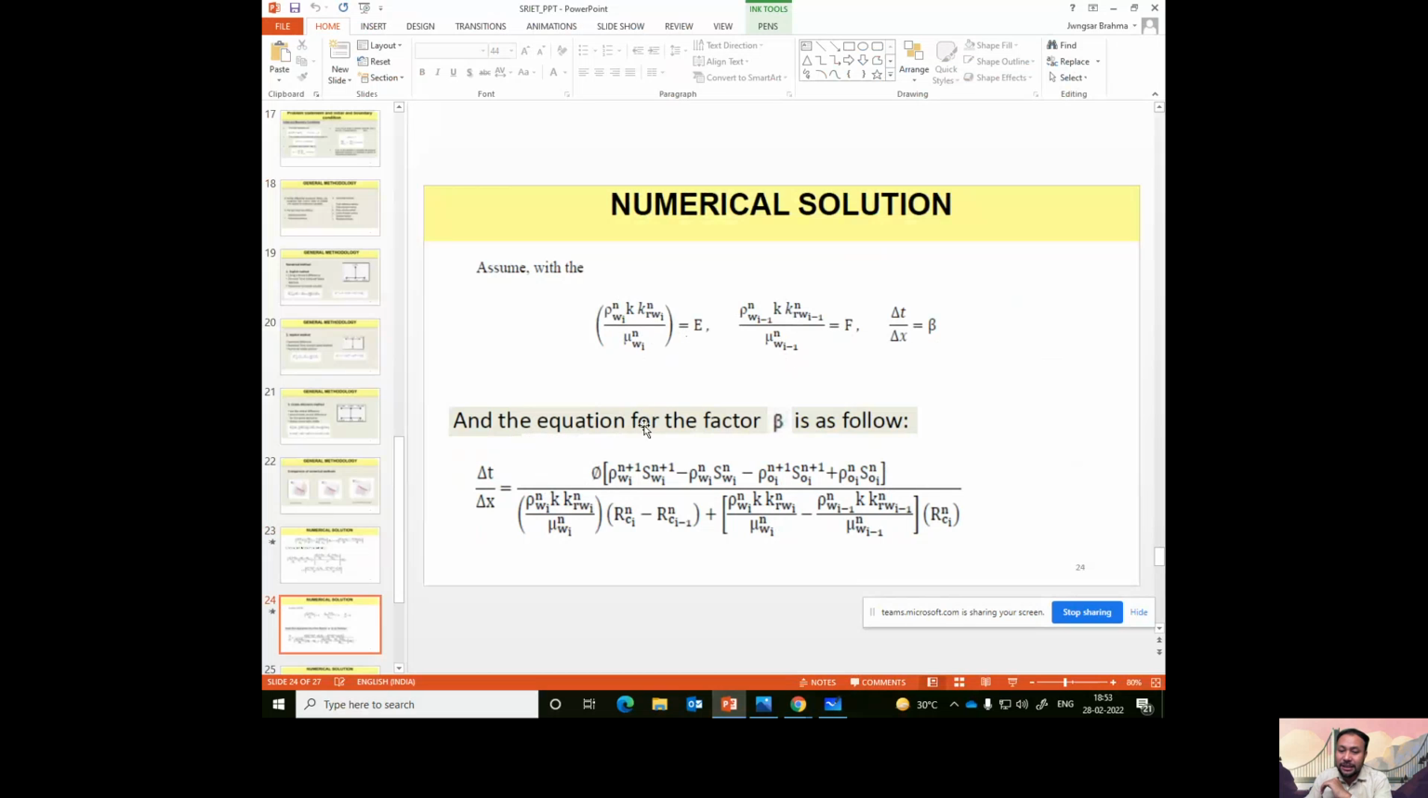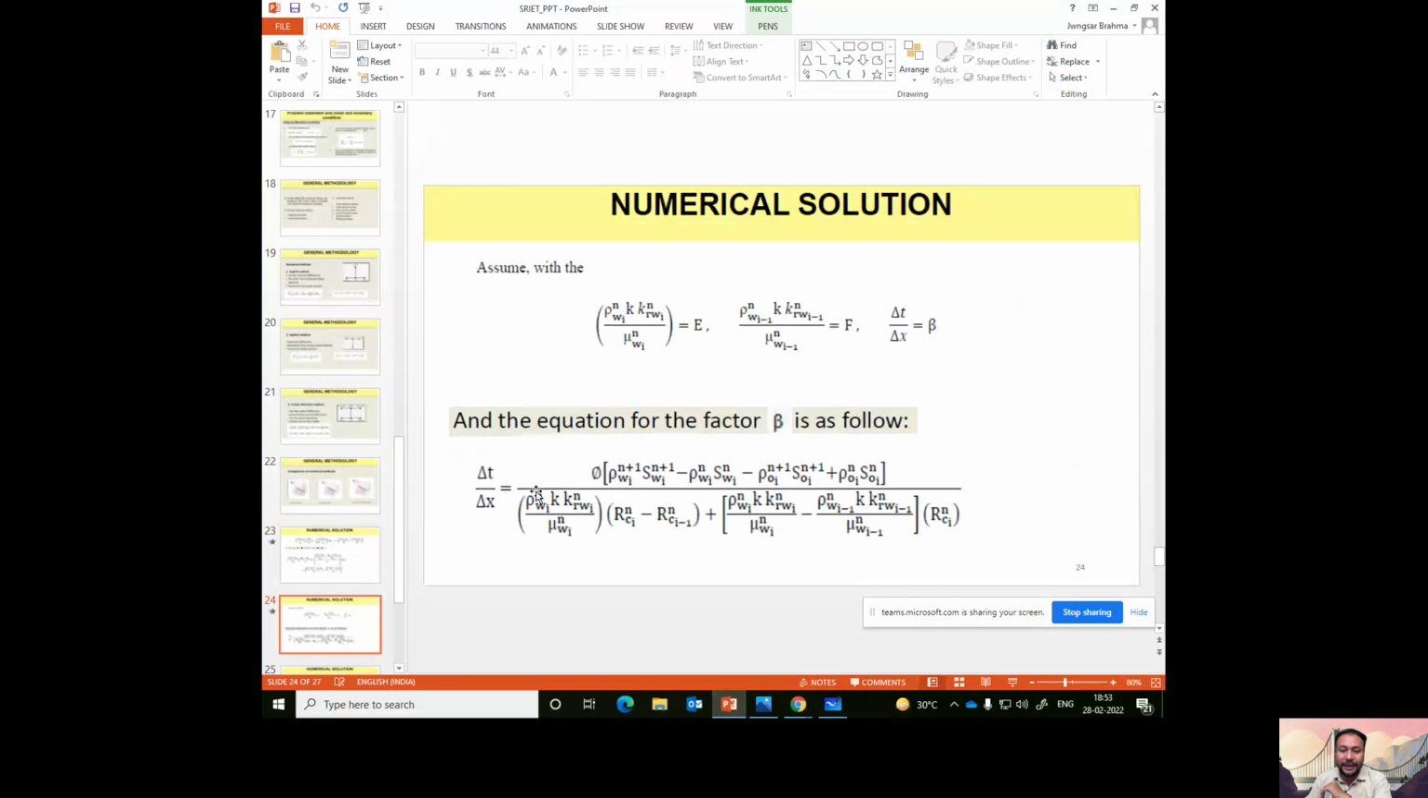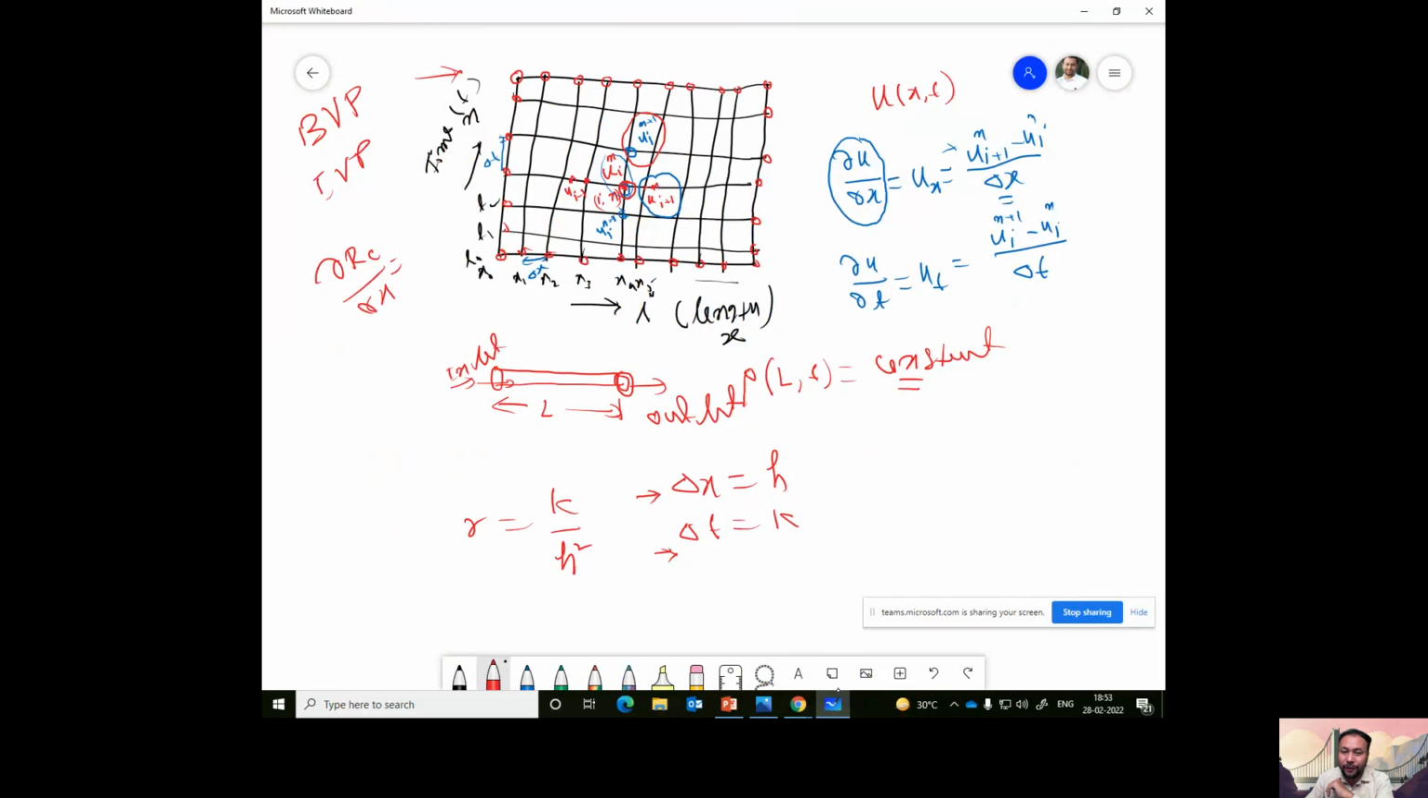Now, the equation for the factor beta is as follows. Delta T by delta X, how is it coming? It is coming from here. If I simplify these equations, I can get delta T by delta X. Now, look here, the i phase and n phase. If I move left and right, I get an increase or decrease in i: i minus 1, i plus 1. If I move up and down, I get an increase or decrease in n: n plus 1 and n minus 1.